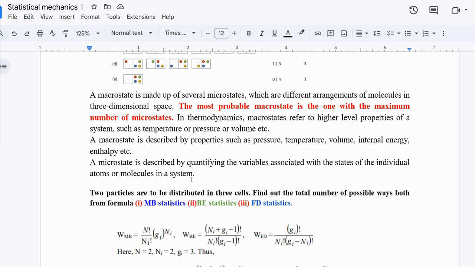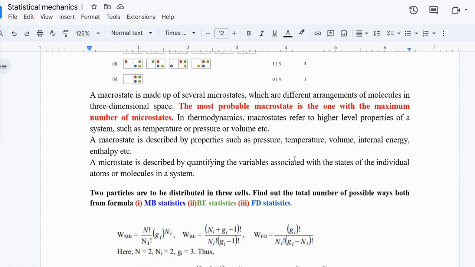So when you talk about individual atoms, individual particles, this is the case of a microstate. But when you have a combination of microstates, this is defined as the macrostate, which defines the macroscopic properties such as pressure, temperature, volume, etc.